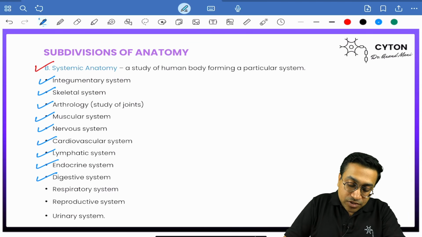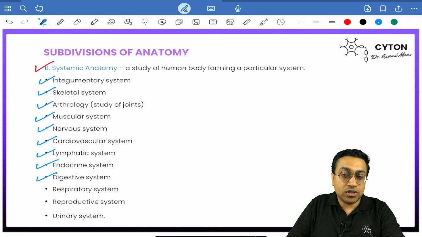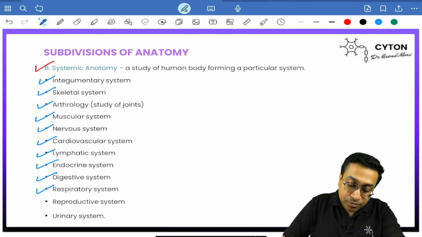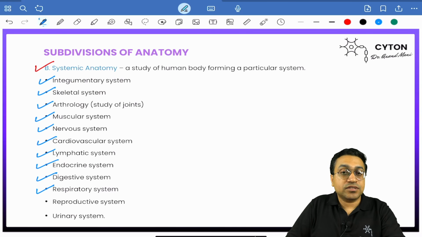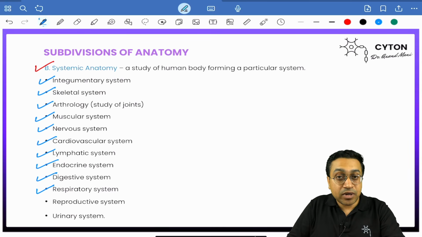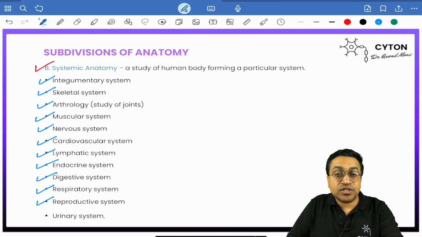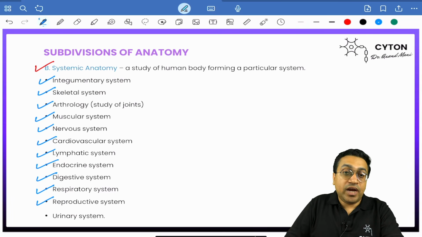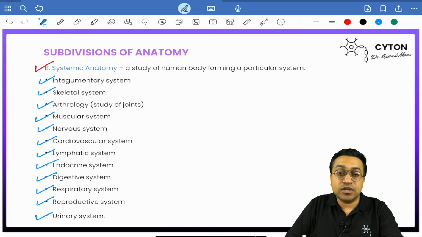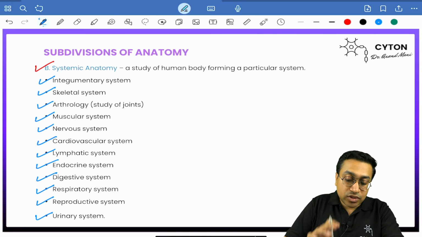Digestive system, you know already from your 11th-12th classes. Respiratory system, that is regarding your lungs. Digestive system regarding your stomach, intestines, all those parts. The reproductive system, the genitals, and it varies in males and females. Then you have the urinary system, which deals with the kidney, ureters, the bladder, all those things which you will study in detail. So that is systemic anatomy.